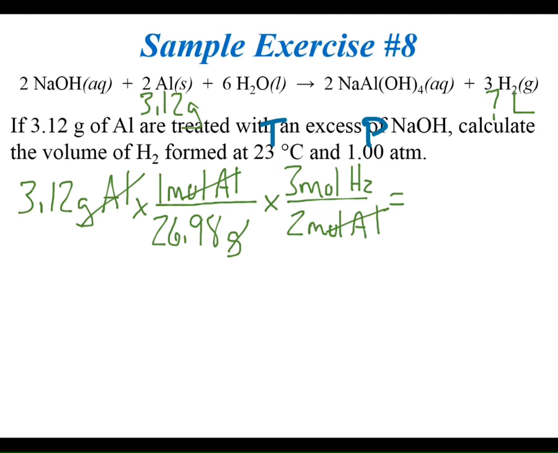So let's try that out. 3.12 divided by 26.98. So what'd you get? How many moles? 0.1735, okay? I'm going to mark the third sig fig here. Okay, so now we have N. We got N, P, and T, so we can solve for our V.